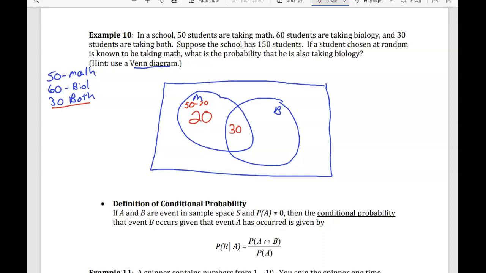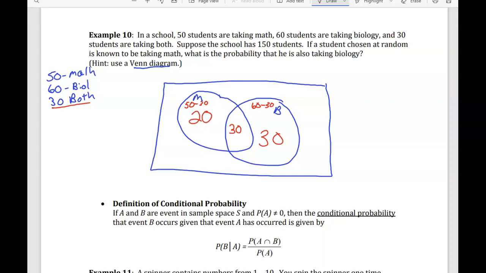Because this circle right here is everybody taking math, this total has to be a total of 50. Same with the biology. This circle has to be a total of 60, because this does not say 60 students are taking only biology. This says 60 students are taking biology. So that includes the 30. So this is going to be 60 minus 30. So there are 30 students taking biology only.